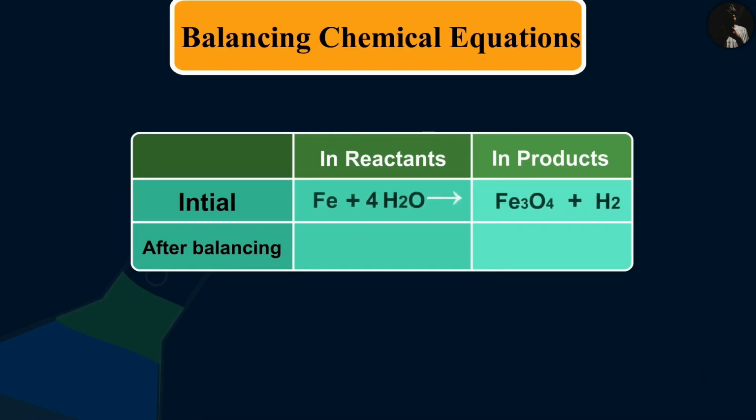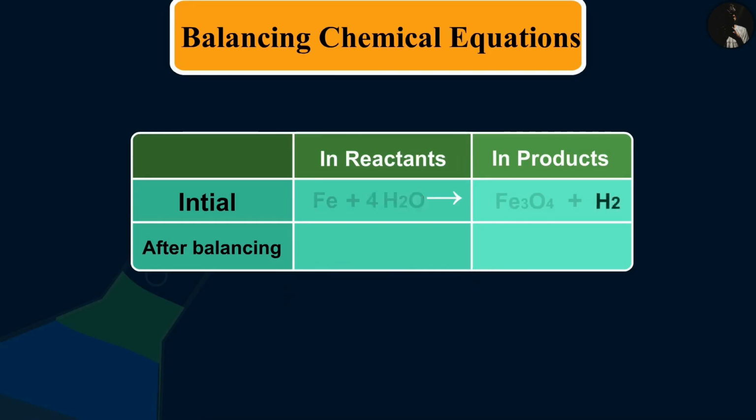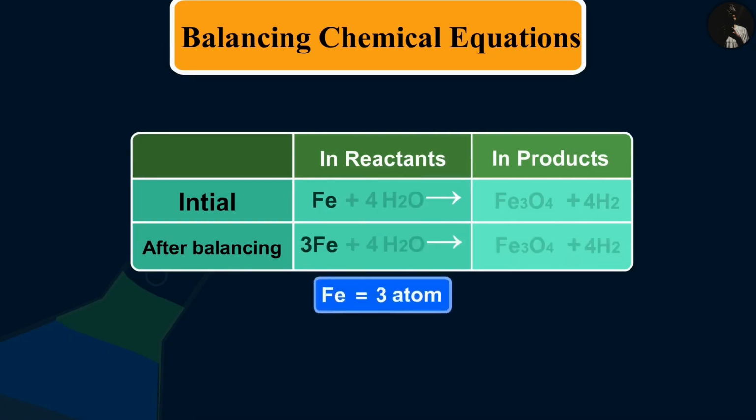Fe and H atoms are still not balanced. Fe has 1 atom in LHS and 3 atoms in RHS. And H has 8, 4 times 2, at LHS and 2 atoms at RHS. So to balance the hydrogen atom, the number of H2 molecules on the right side needs to be 4. Now to balance iron, on the left side we take 3 atoms of iron.